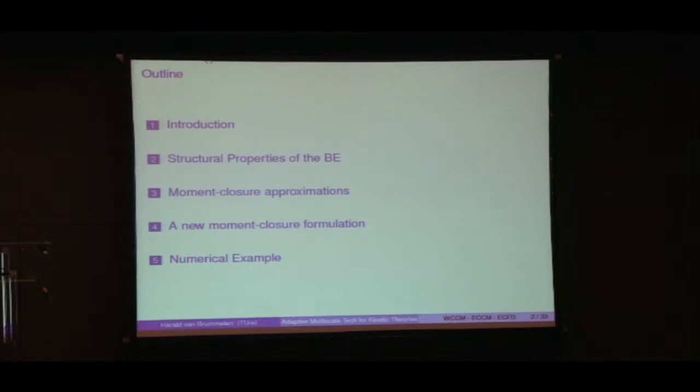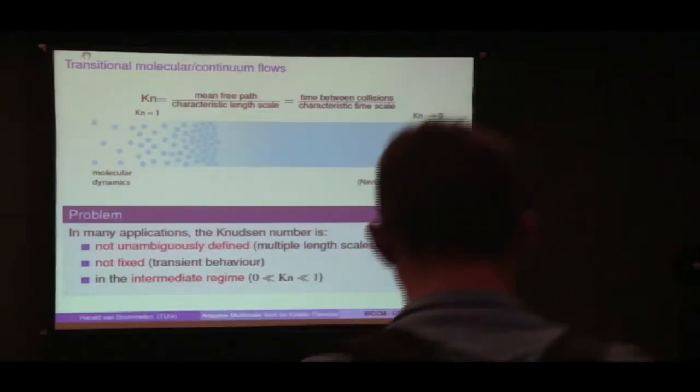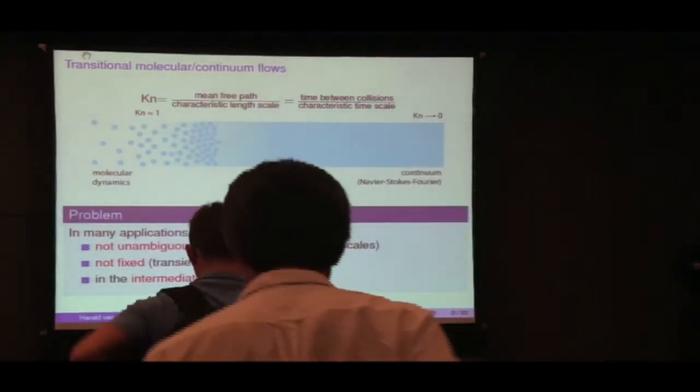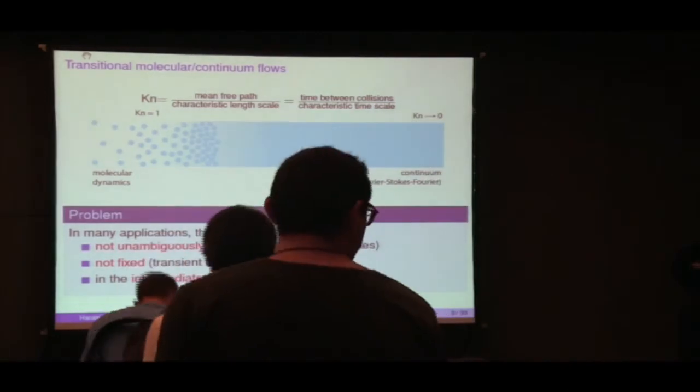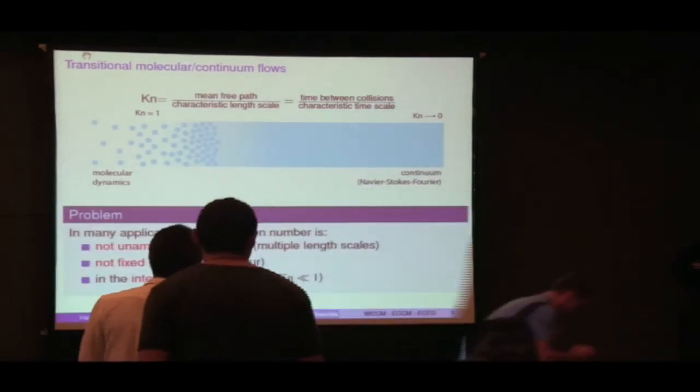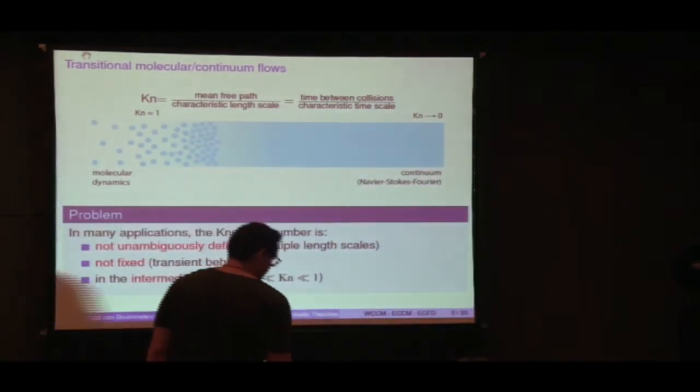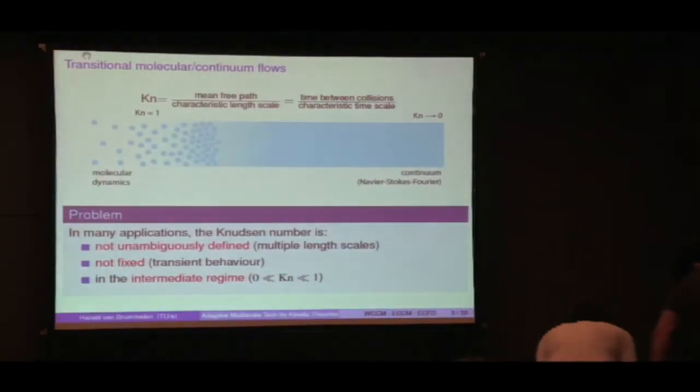Then I will talk about moment closure approximations, which is an old approximation technique, but a problem occurs that in many applications it's really not so clear what the Knudsen number is. It may not be unambiguously defined in the sense that it refers to a characteristic length scale, but in many systems you will not have that available. Your system may have many different length scales. It's not clear what would be a characteristic one.